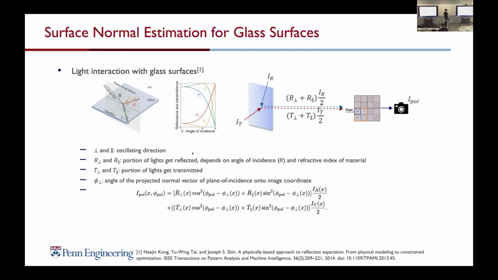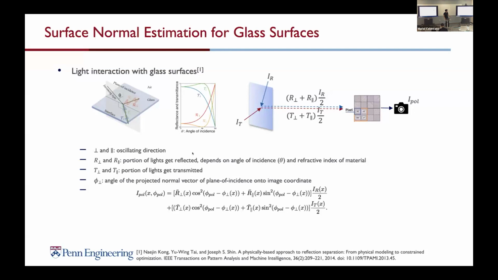I write down R perpendicular and R parallel to represent the portion of the light that gets reflected. That depends on the angle of incidence and also on the refractive index of the materials. We can also write down T perpendicular and T parallel, which represent the portion of light that gets transmitted. There's also another variable denoted as phi perpendicular. For the plane of incidence, we have the normal vector, which we can calculate, and we project the normal vector into the image coordinate. Phi perpendicular is the angle of that projected normal.